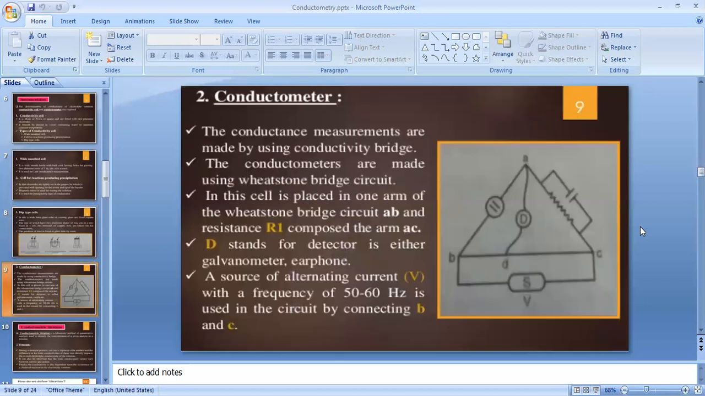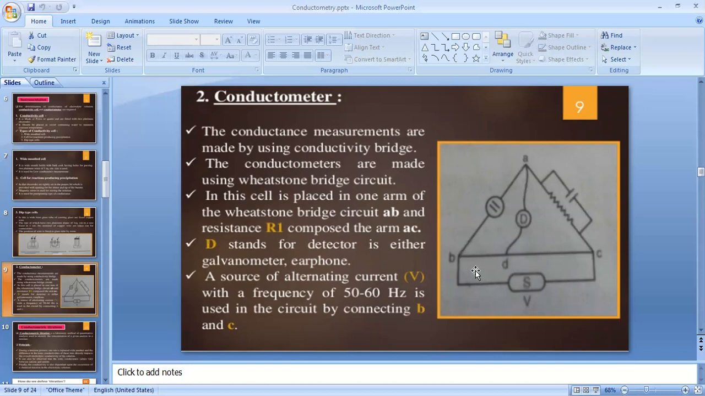The second instrumentation part is the conductometer. Conductance measurements are made by using a conductivity bridge. Conductometers are made using a Wheatstone bridge circuit. So this is a Wheatstone bridge circuit for a conductometer. In this, the cell is placed in one arm of the Wheatstone bridge circuit, that is A and B. A and B represent the cell, that is anode and cathode, and R1 is connected to the arm AC. So what does this R1 represent? R1 represents the resistance. Next is D. D stands for the detector.